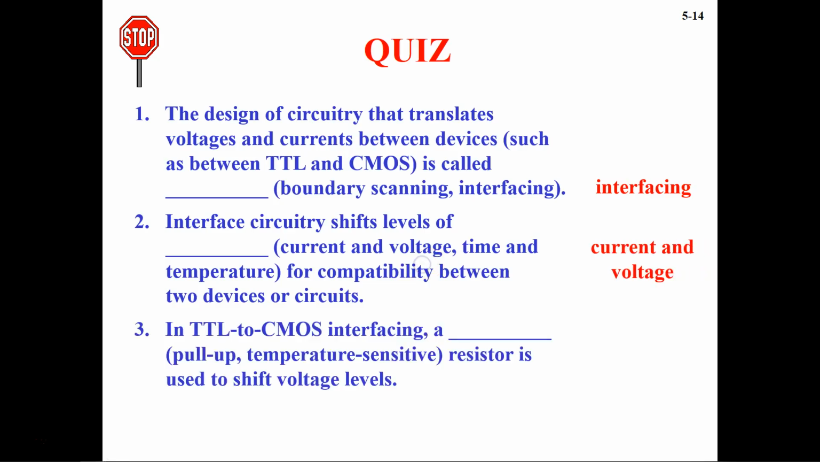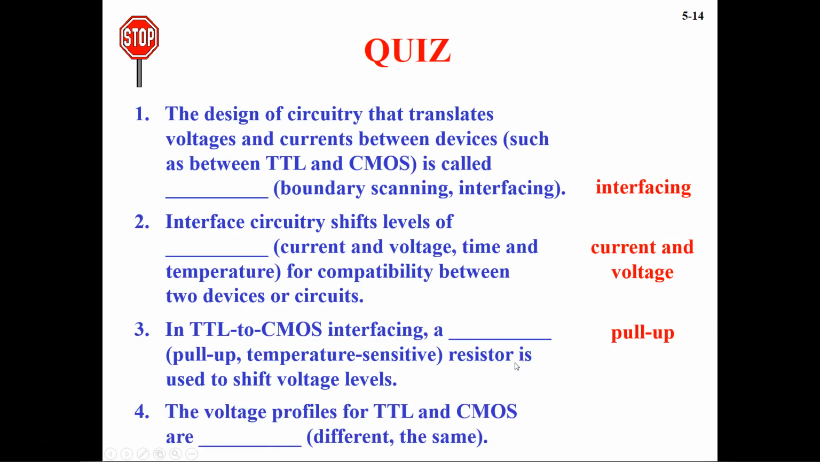Now next question is in TTL to CMOS interfacing, pull-up or a temperature sensitive resistor is used to shift voltage levels. So we saw that we use the pull-up resistor while doing the interface. So the answer is going to be pull-up resistor. And the last question is the voltage profile for TTL and CMOS, are they same or different? So we saw that it was different, so the answer is going to be different.